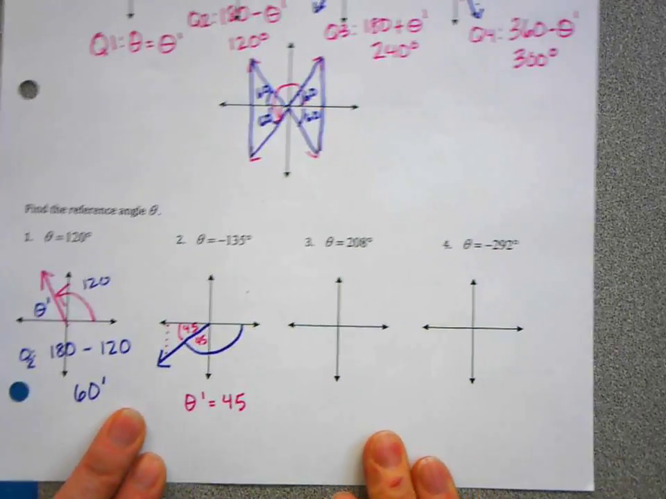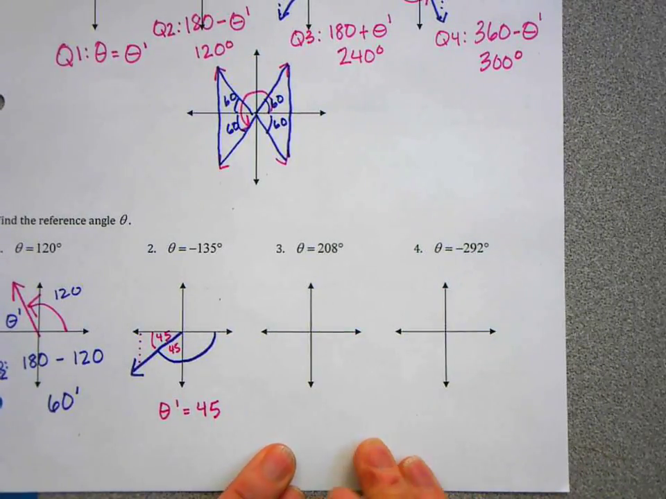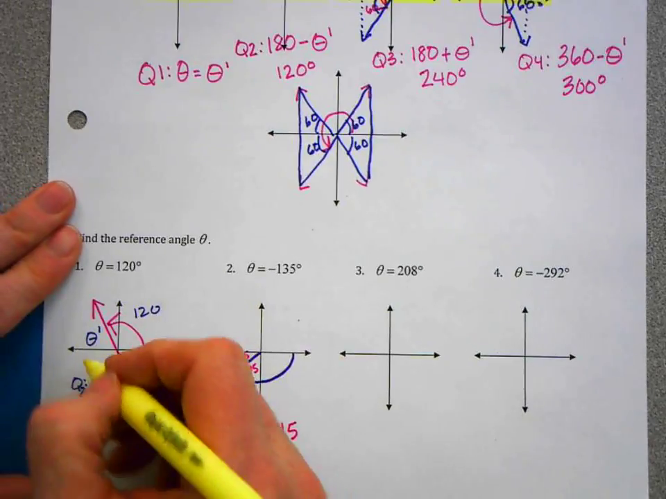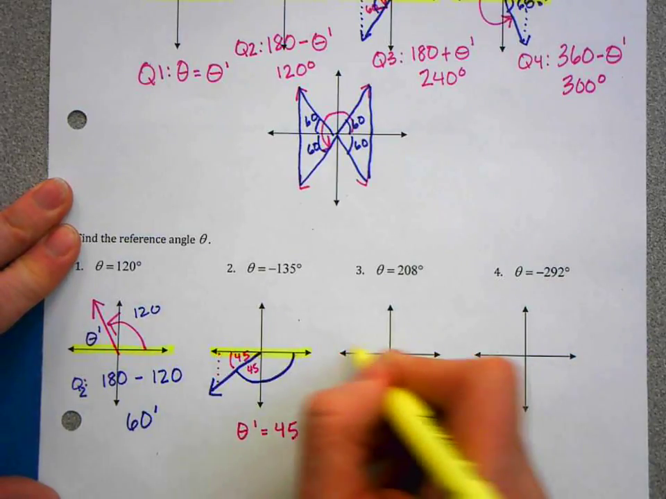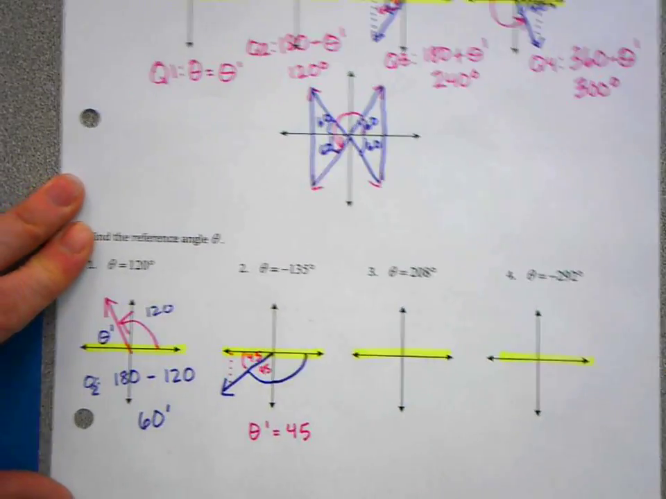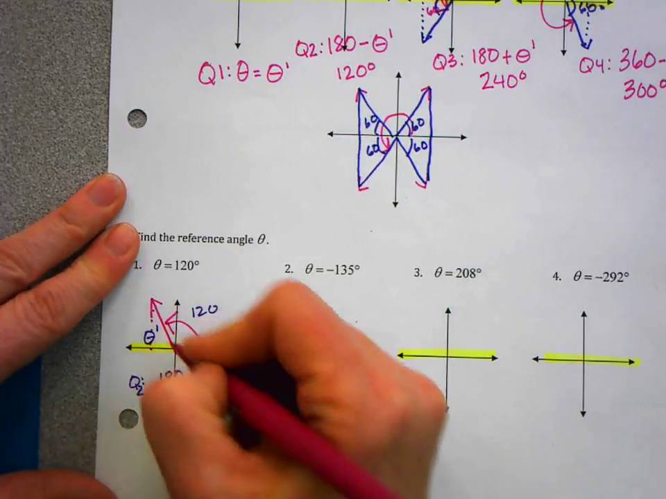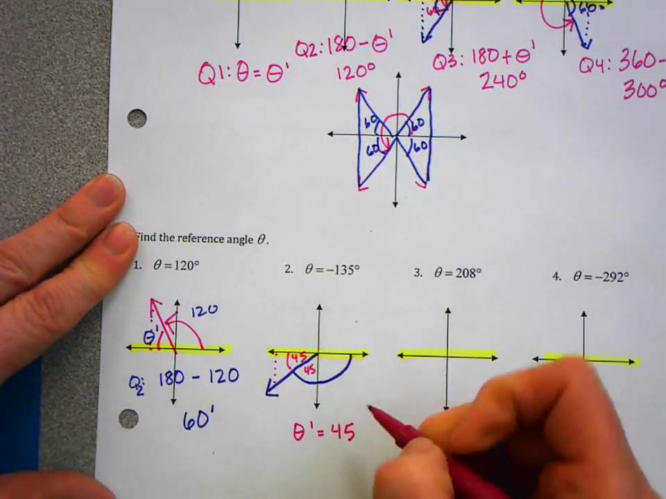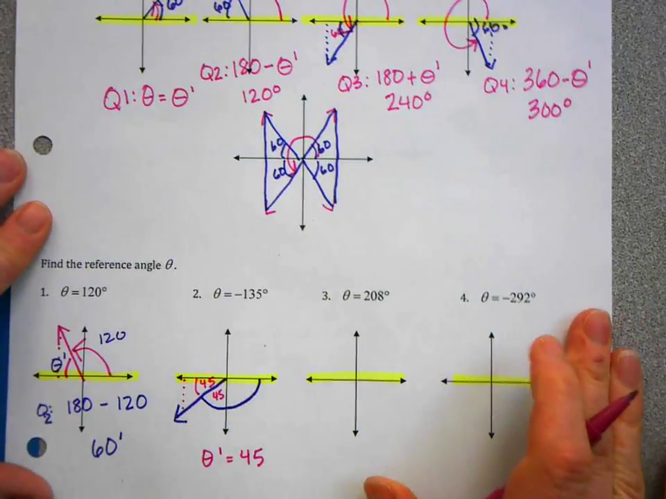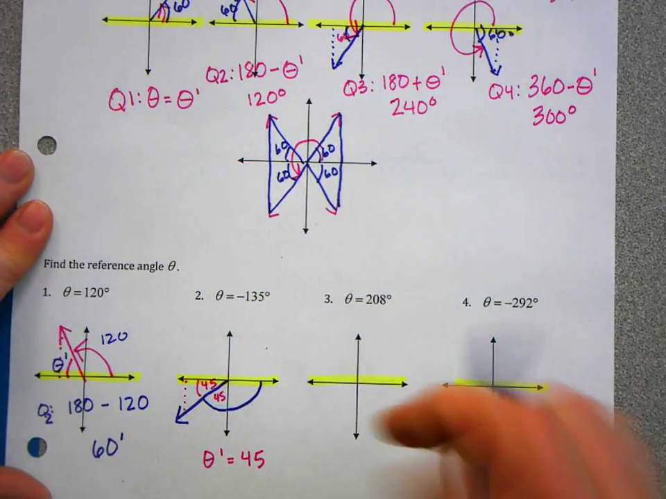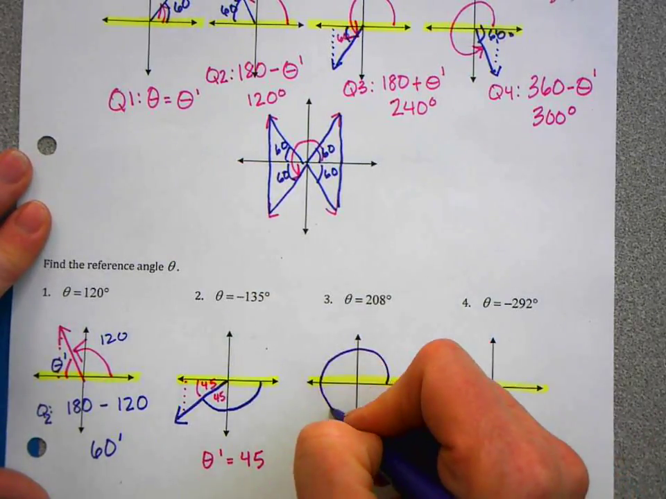I'm trying to find out for reference angles, what angle do I make with the horizontal? So I've got the horizontal, I'm going to just be all about the horizontal. So what did I do here? This was 60 degrees with the horizontal. This is 45 with the horizontal. 208 degrees, so I'm going to go around into the third quadrant.